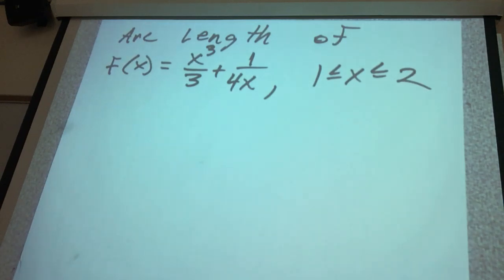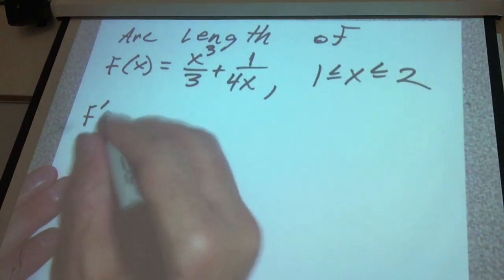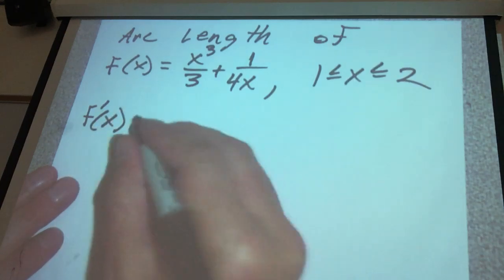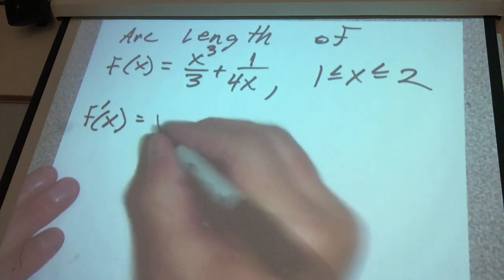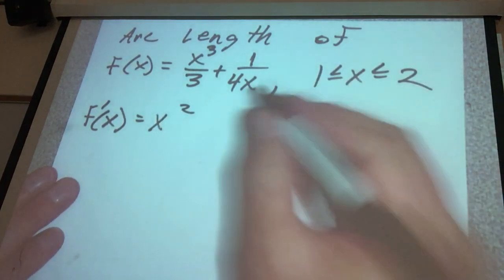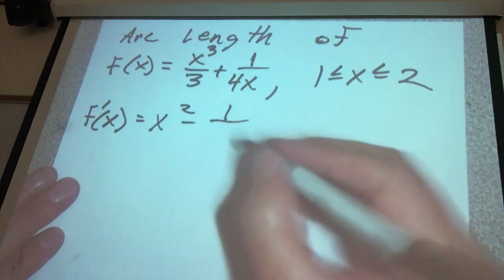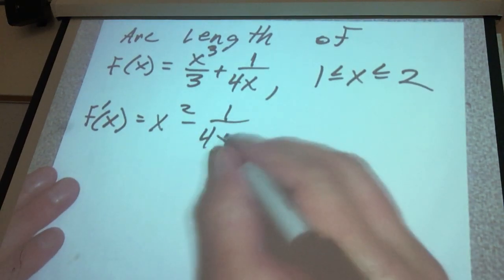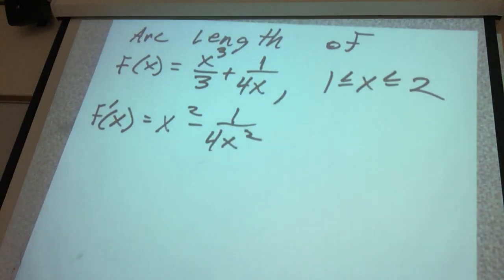Okay, so the first thing that we want to do is we want to take its derivative. So f prime of x, okay, so x cubed becomes 3x squared, so this becomes x squared. Derivative of 1 divided by x is going to be negative 1 divided by 4x squared. Okay, so we calculated the derivative.